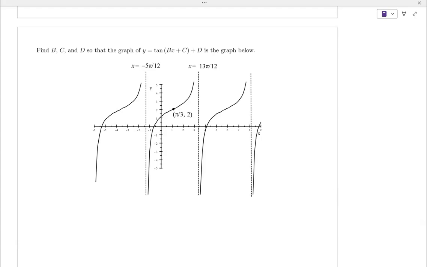Notice, remember, we don't define anything with an amplitude for tangent because it goes off to minus infinity to infinity. You could still figure out an A value, but on any of the ones that I'm going to give you, I'm not going to make you figure out an A value. I just want you to figure out the B, the C, and the D. We're not going to change any vertical scale at all.